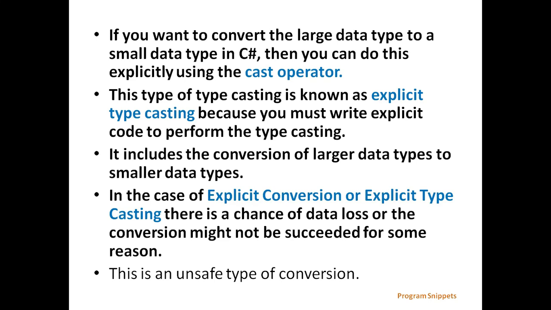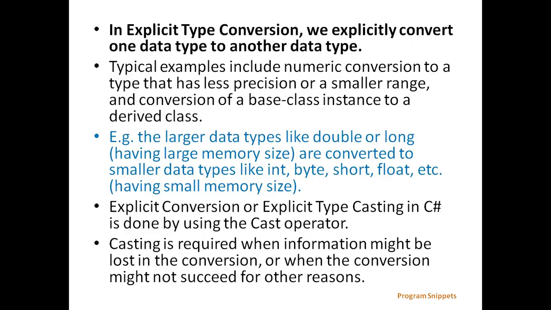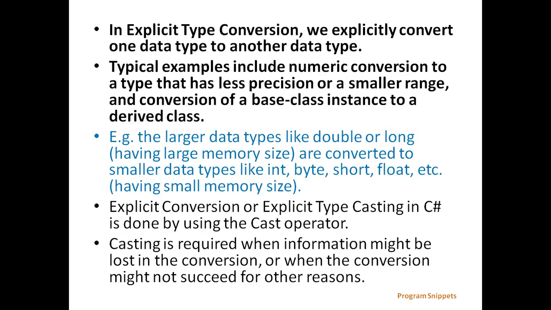In case of explicit conversion or explicit typecasting, there is a chance of data loss, or the conversion might not succeed for some reason. This is an unsafe type conversion. Here we explicitly convert one data type to another data type. Typical examples include numeric conversion to a type that has less precision or smaller range, and conversion of a base class instance to a derived class.